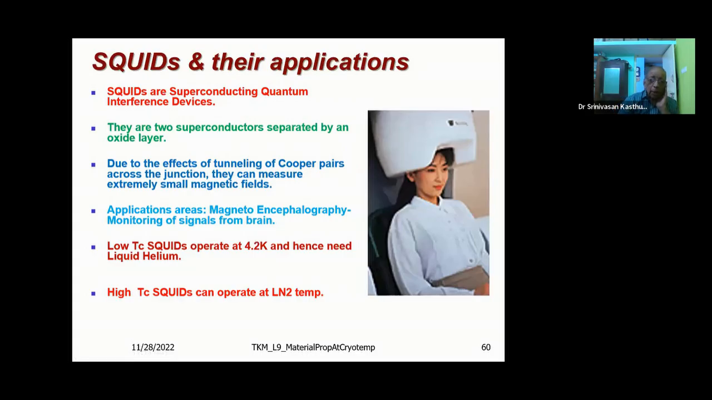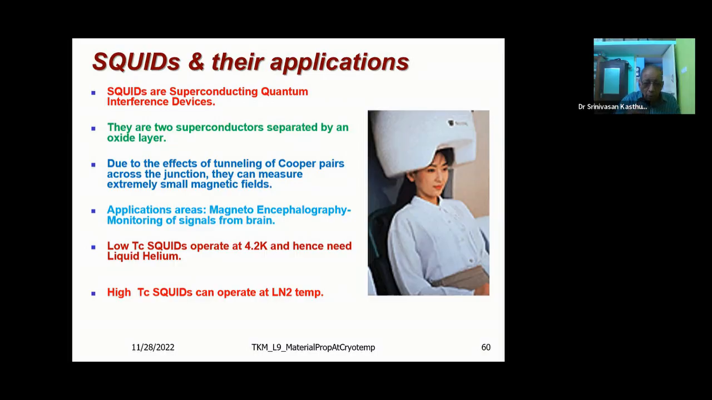Next, the SQUIDs, or superconducting quantum interference devices. The SQUID consists of two superconducting materials separated by an oxide layer in between. Then the electrons can tunnel from one superconductor to another superconductor, and this tunneling is characterized very interestingly. So now you have a loop. The superconducting material is there, and then you have an oxide layer. This loop of superconductor can hold only a certain number of fluxes. It traps a certain number of fluxes.